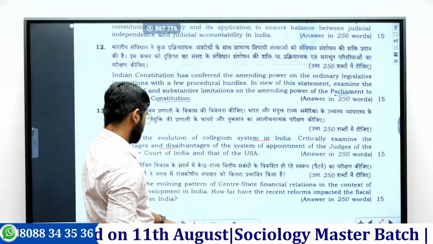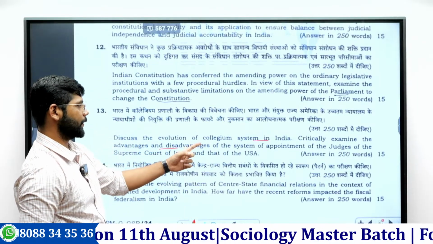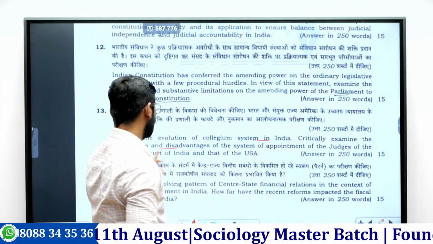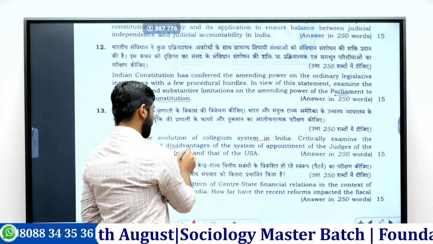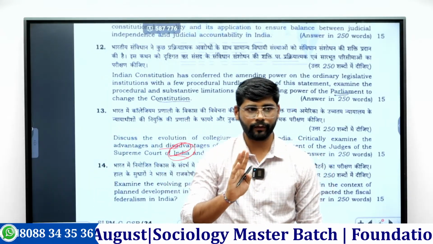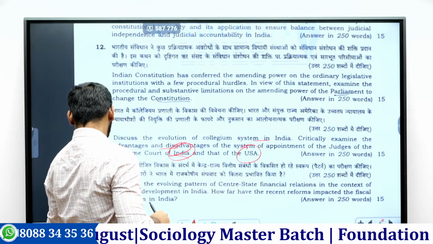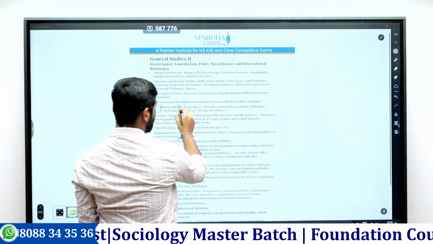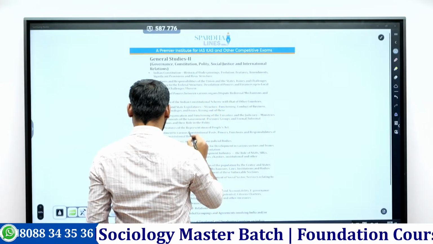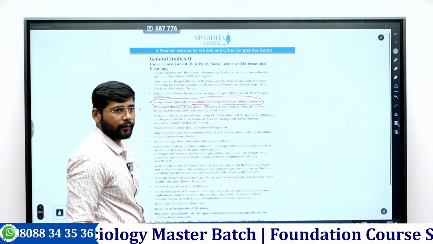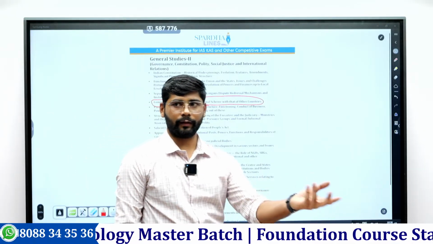14th question: Discuss the evaluation of the collegium system, critically examine the advantages and disadvantages of the system of appointment of judges in the Supreme Court of India and that of the USA. This is a comparison question. Now, the source: comparison of the Indian constitutional scheme and that of other countries. Okay, this is the source. They can ask to compare anything.